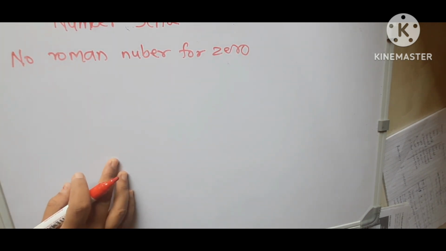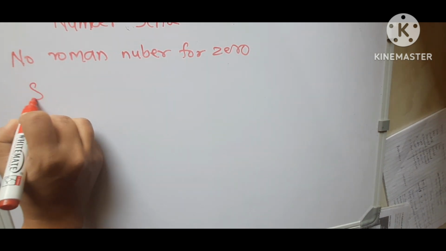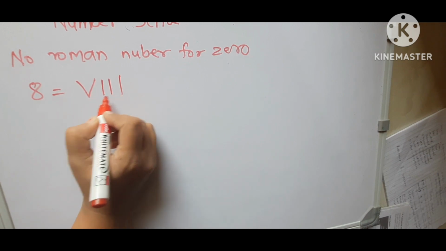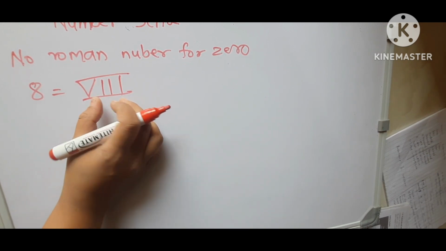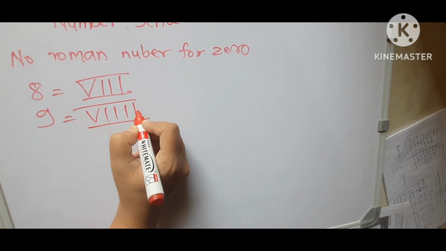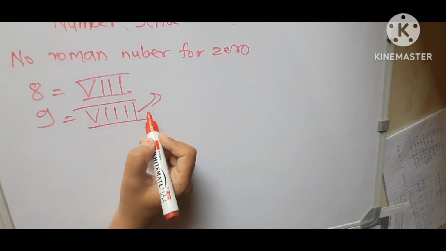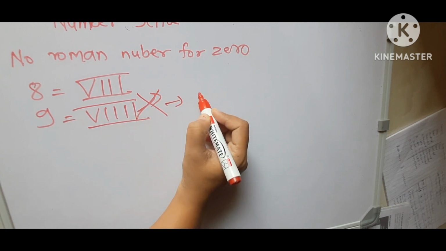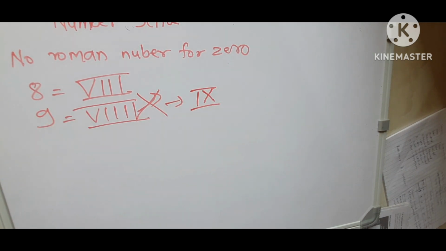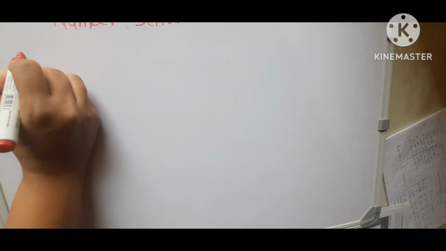Okay, a symbol cannot be repeated more than 3 times. Like if I need to write 8, how will I write it? V, I, I, I. I have repeated I 3 times here. Why don't I write 9 as V, I, I, I, I? No, because in Roman numbers no symbol can be repeated more than 3 times, and that's why we don't write it like this. We write it IX.